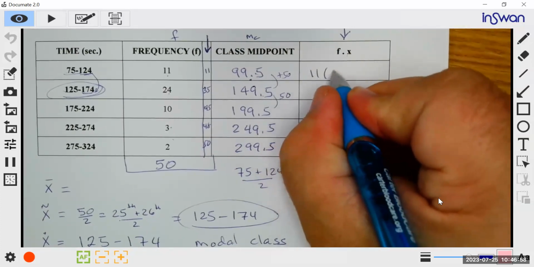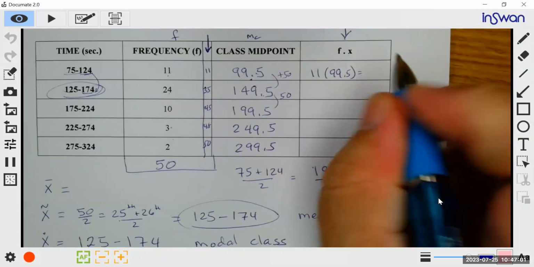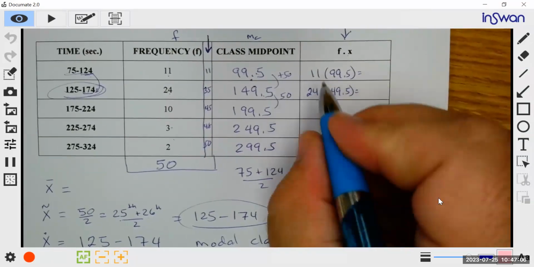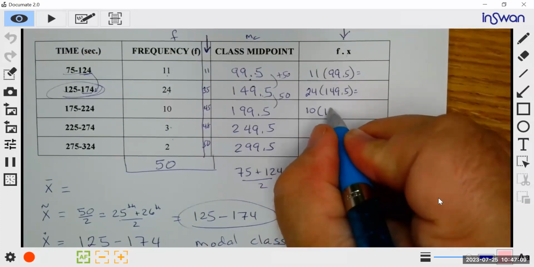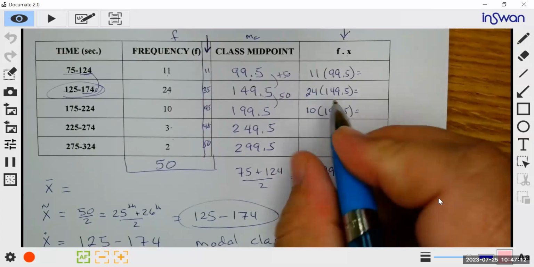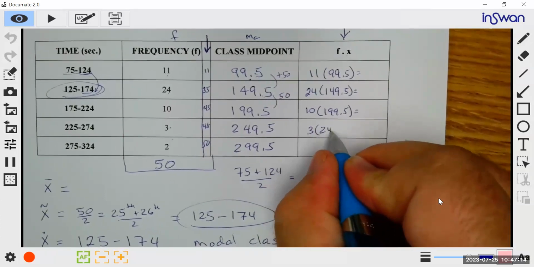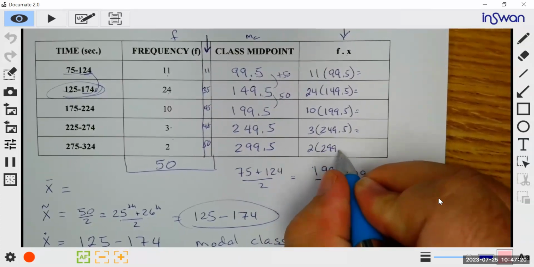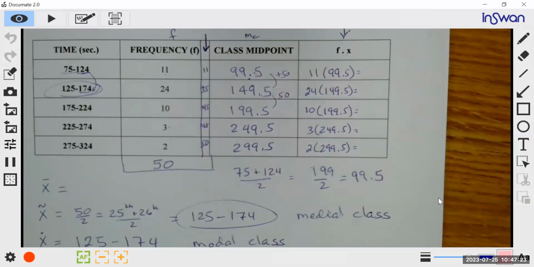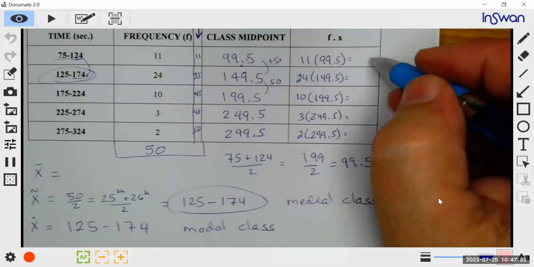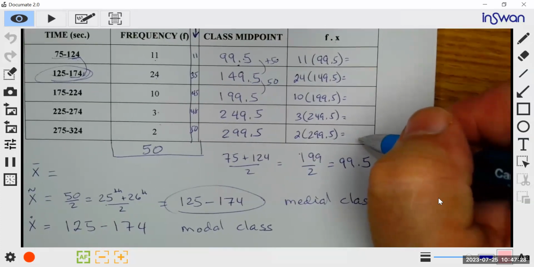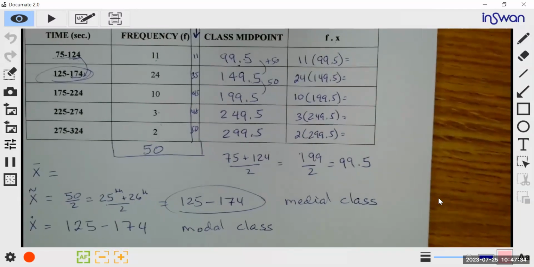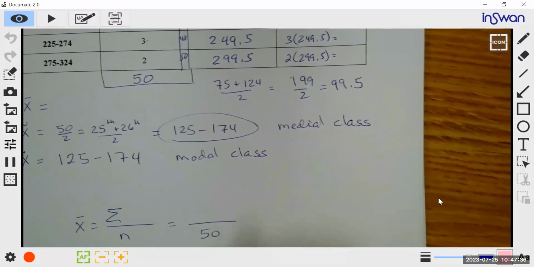So it's 11 times 99.5, 24 times 149.5, 10 times 199.5, 3 times 249.5, and 2 times 299.5. You have to add up all those and then divide by 50, which is what we have. This is N.